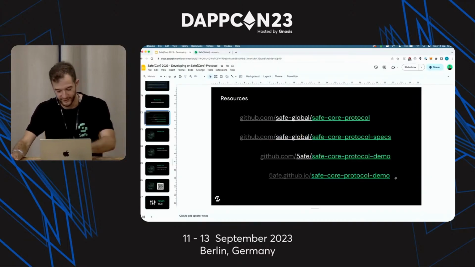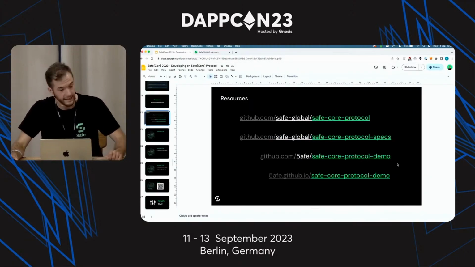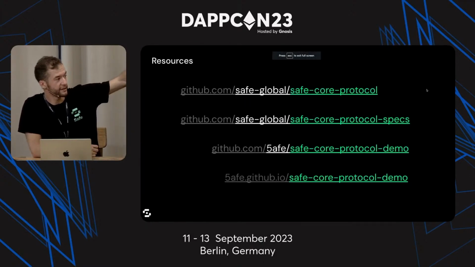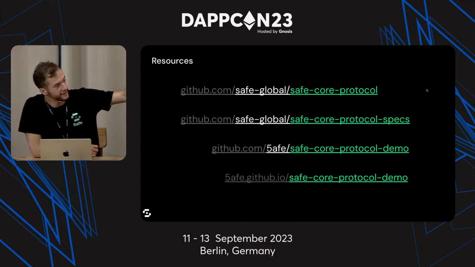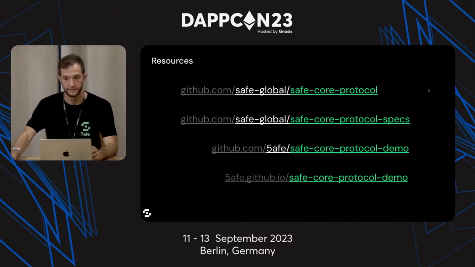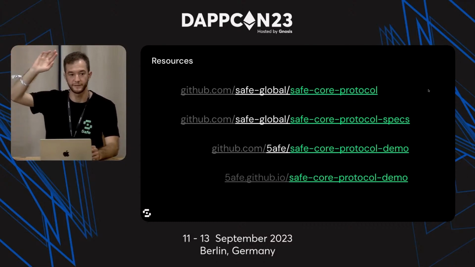Now I remember, you need to copy the last URL here, the 5eighth.github.io, and then safe core protocol demo. That you will need to use it in your front end. Does everybody have it ready?